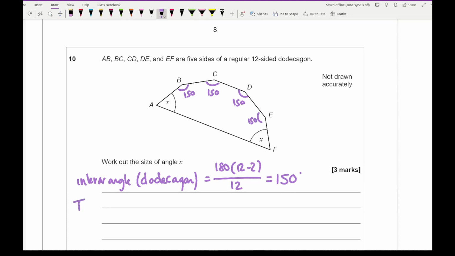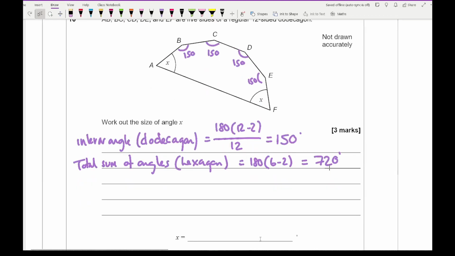Now the total sum of angles in a hexagon, which is what this shape here is, because it's got 6 sides, is going to be 180 multiplied by 6, take away 2, which gives me an answer of 720.